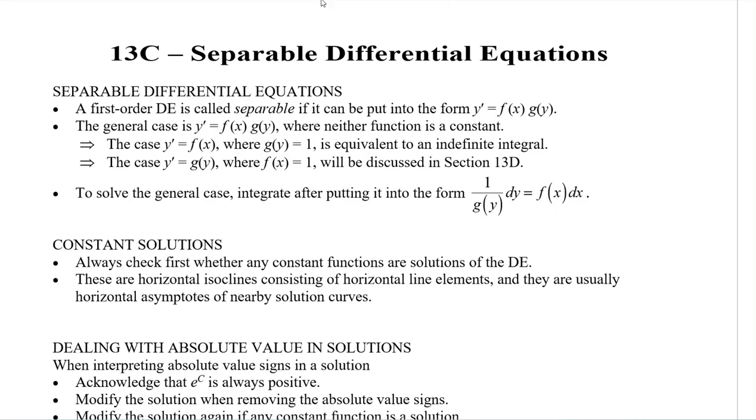All right, so 13C, we're looking at separable differential equations. We've almost touched on this a few times when we've had equations that have both x's and y's in them, and we have to try to integrate. Okay, so that's what this is all about.